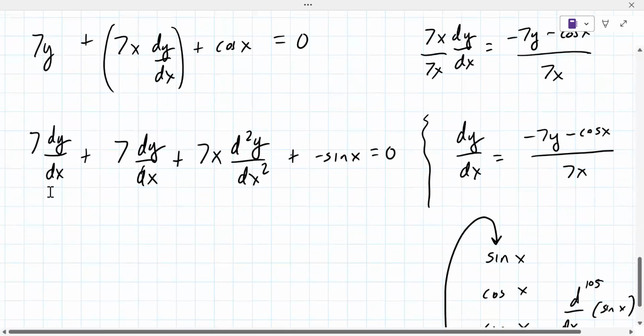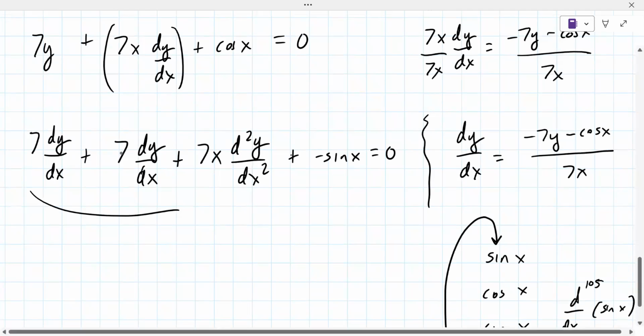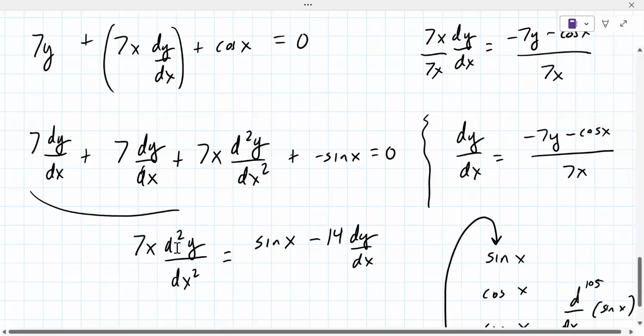All right, so on the left, these combine, this is 14 dy dx. And so we can move that over to the other side. You can move over the sine x here to the other side. So it's 7x d squared y over dx squared equals sine x minus 14 dy dx. And then you can divide everything by 7x.